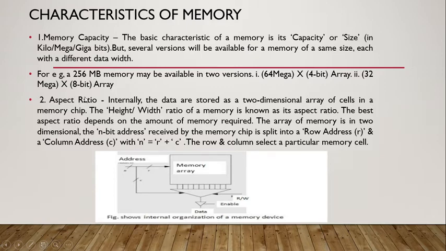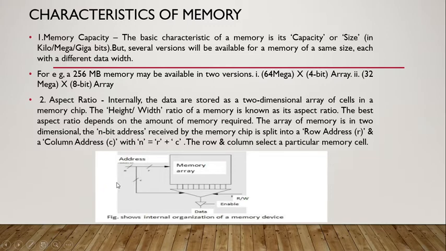Another thing is the aspect ratio. We consider the data to be stored in the memory like cells, in the form of a matrix, where we specify a row and a column. So internally the data is stored as a two-dimensional array of cells in a memory chip. Usually the aspect ratio is the height to width ratio of the memory, and the best aspect ratio depends on the amount of memory required. The array of memory is two-dimensional.